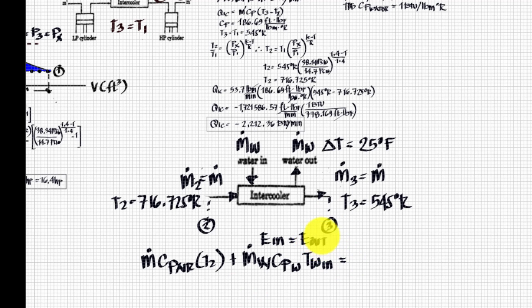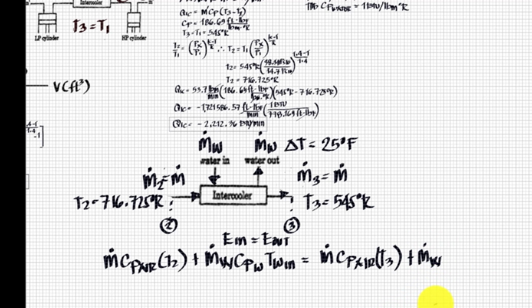Then it is equal. Now for the energy leaving the system, we have the mass flow rate of my air, then the specific heat of my air, leaving the system, then multiplied by the temperature T3. Then plus, which is leaving also, we have the mass flow rate of my water, multiplied by the specific heat of my water at constant pressure, then times the temperature of water leaving, T out.